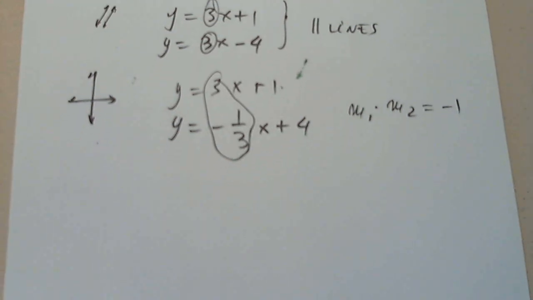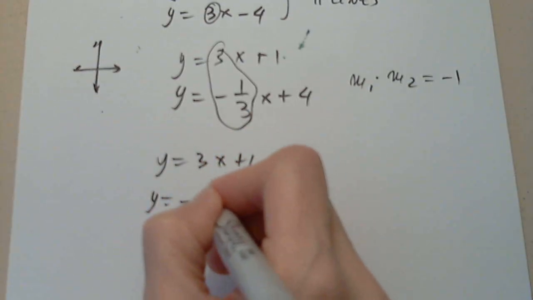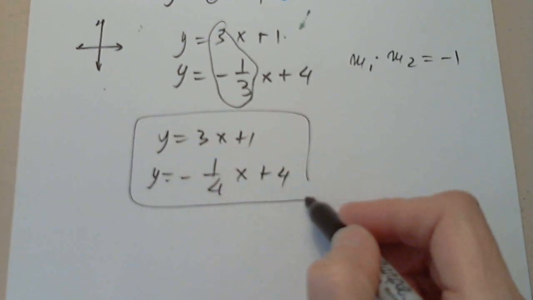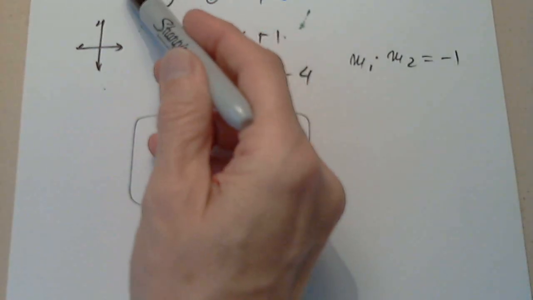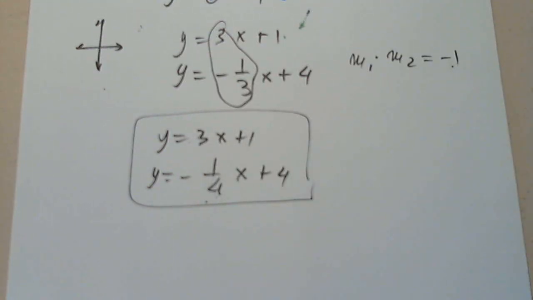Now, if we have an example like y equals 3x plus 1 and y equals negative 1/4 x plus 4, these are none of the above. The slopes are not the same, so they are not parallel. And the product of the two slopes is not negative 1, so they are not perpendicular.